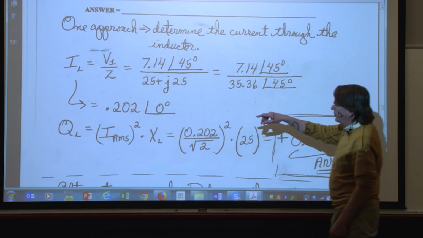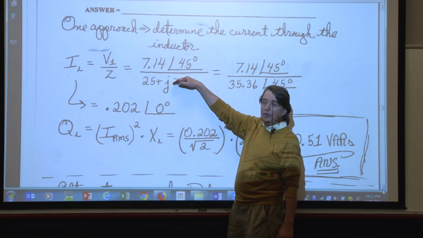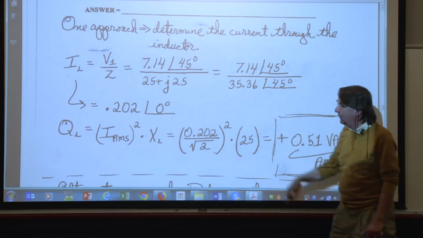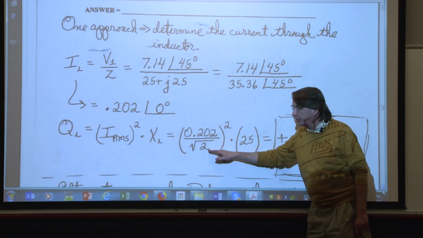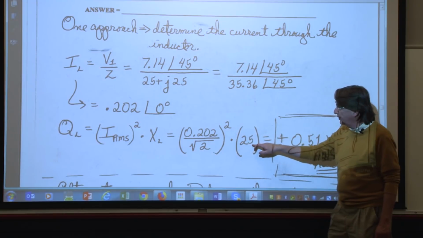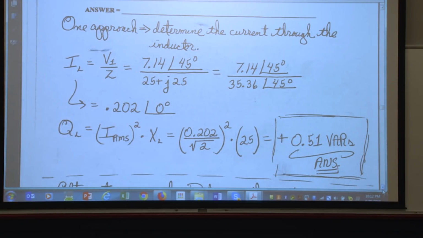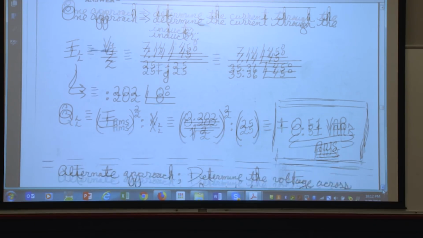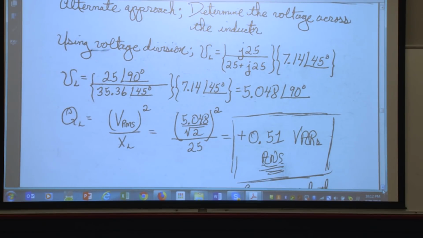I is V over Z. So we have this here. So it's again the voltage divided by 25 plus j25. I solve it and get I. And as I was just mentioning, it's I RMS. So it's I peak divided by the square root of 2, squared, times plus 25. And again, my answer key shows you how to do that using voltage division.